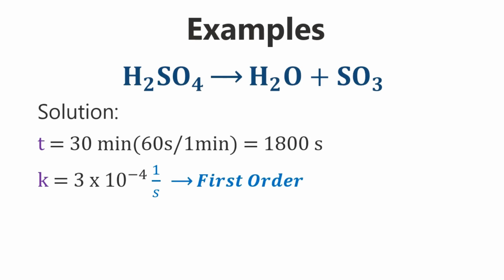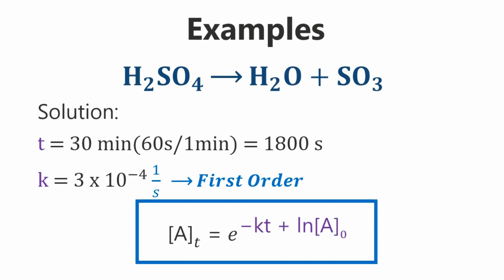You can look at the units of k to determine the order of reaction. So, 1 over s is a first order with this equation. However, we need to isolate A, so we must raise the whole equation and make Euler's number the base.